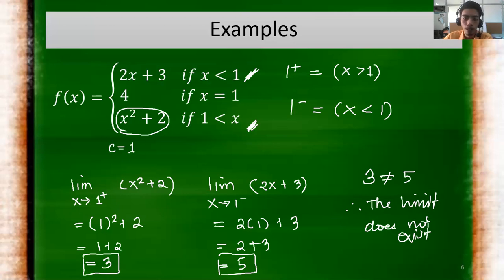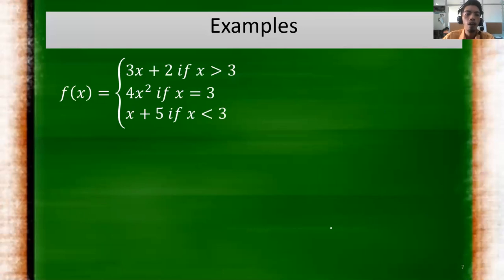Okay? Let's have another example. So if we have a function 3x plus 2 if x is greater than 3, 4x squared if x equals 3, x plus 5 if x is less than 3. So the first thing that we are going to do is to find the value of c. So as you can see in the given, the value of c is 3 kasi siya lang yung nasa condition. Okay? So now, the first thing na gagawin natin ay kukunin natin yung limits as x approaches 3 from the right. So, right hand limit tayo.